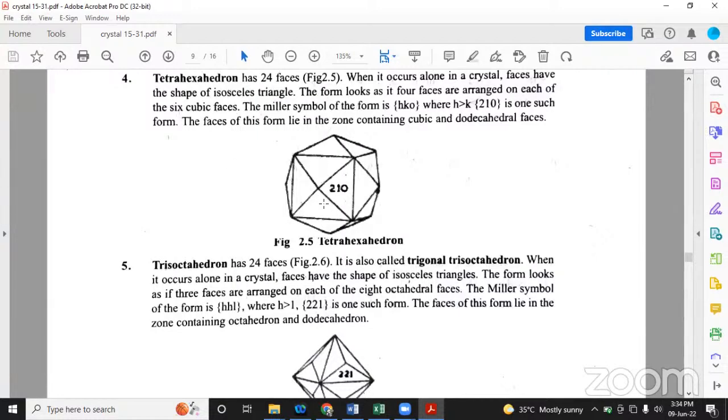Then there is the trapezohedron, or you can call it the tetragonal trisoctahedron, the trigonal trisoctahedron.